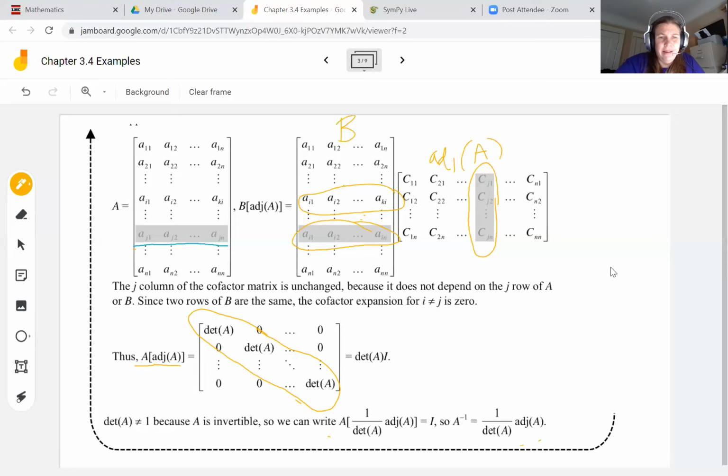All right, since A is invertible, the determinant of A is not 0. That's a typo there. And so we can write A multiplied by 1 over the determinant of A times the adjoint matrix of A equals the identity matrix. So then working backwards, if we want to get A by itself, we can say A inverse multiplied by the identity is just A inverse. So A inverse is 1 over the determinant of A multiplied by the adjoint of A.